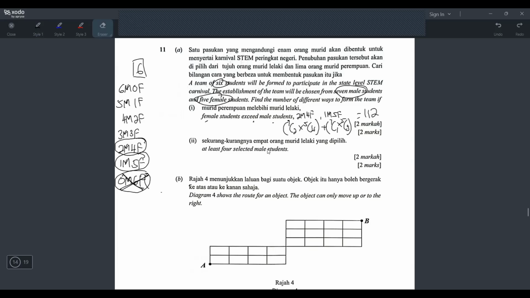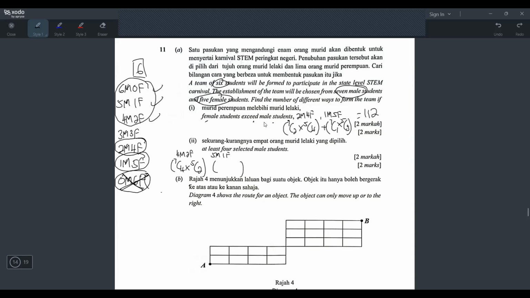Okay, question number 2. At least 4 selected male students. Okay, which one is at least 4 male? This one, and this one, right? At least 4 male means a minimum of 4 male. It means it cannot be less than 4 male. It has to be 4 male or more than 4 male. So it's 4 male, 5 male, 6 male. So let's write down 4 male, 2 female. So there will be how many ways? 7 male total. I have to choose 4, times 5 total female, choose 2. And then the next one is 5 female, 1 male. Sorry, 5 male, 1 female. Sorry.